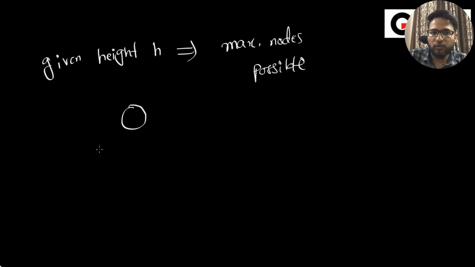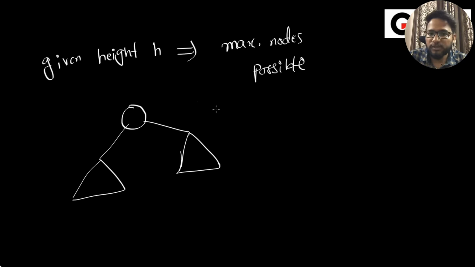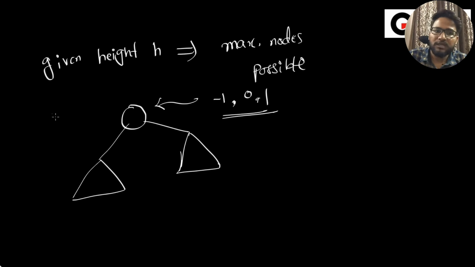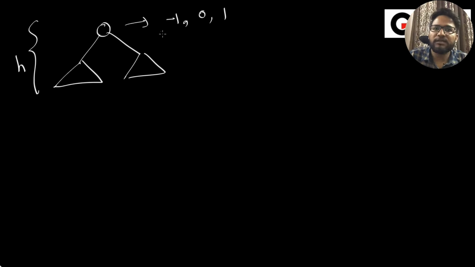Suppose this is the first node that you have in the AVL tree, and then this is your left subtree and this is your right subtree. Since this is an AVL tree, the balance factor could be either -1, 0 or 1. Let me go to the next page. Suppose this is the AVL tree that you have for height h, and the balance factor could be -1, 0 and 1.